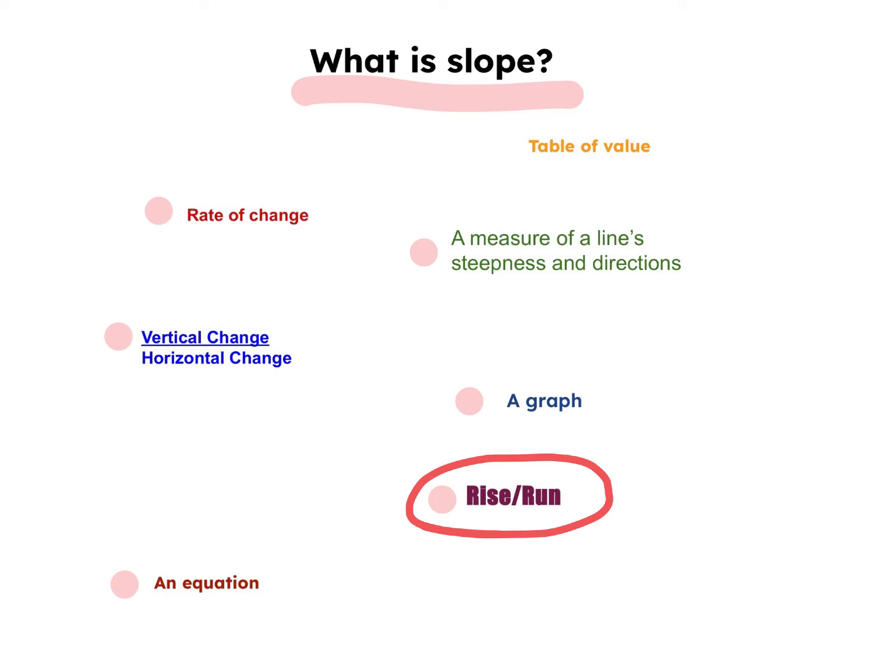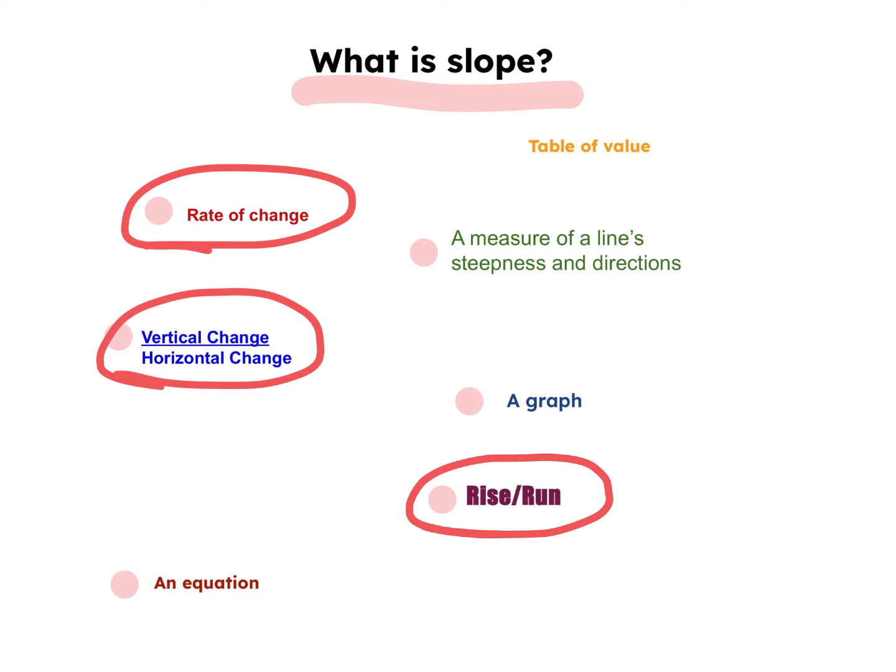Okay, so what is slope? We already gave you rise over run. Is it a rate of change? Yes, it is. That is one you should have circled. Is it vertical change or horizontal change? Absolutely is. Remember, we do the vertical change always before doing the horizontal change.